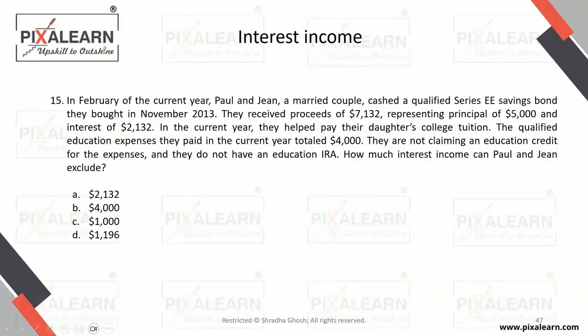We have a very good question on Series EE bonds, especially if the entire amount was not used for qualified education expenses. Then what portion of the interest becomes taxable in your hands? The call of the question is how much interest income can the taxpayer exclude? So how much will not be reported to tax? Be very clear when you're reading the call of the question, guys. In February of the current year, Paul and Jean, a married couple, cashed their Series EE savings bond that they bought in November 2013. So long time back they had bought it and now they've encashed it.